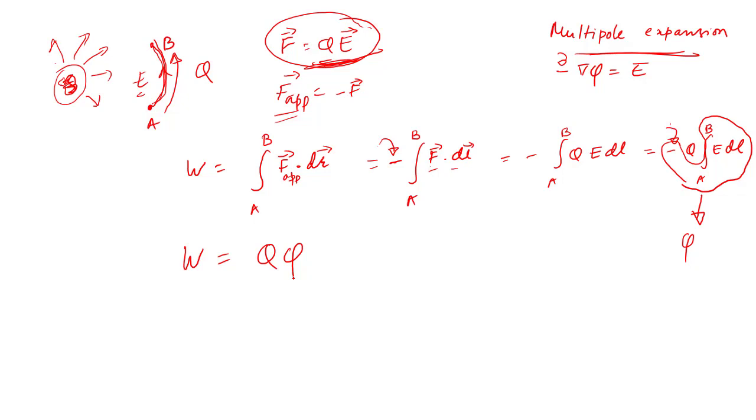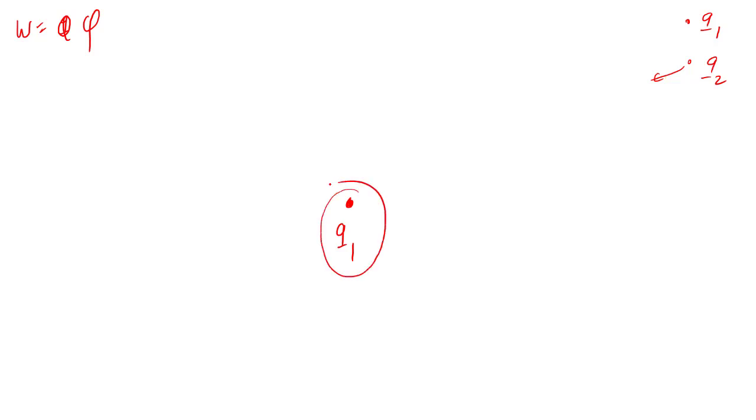So if you look at, for example, how much work is done to assemble a charge distribution, if you have the first charge, there are no charges present in the plane, so you can bring your first charge, Q1, from infinity and place it here. So this comes free because there was no potential to begin with. Remember that work done is Q times the potential. So now if I bring charge Q2, charge Q2 will feel the potential of Q1.